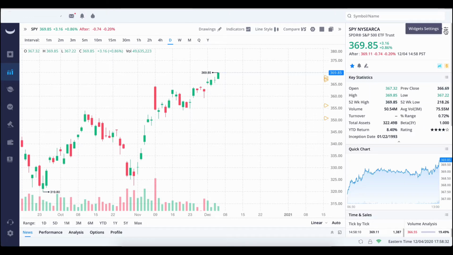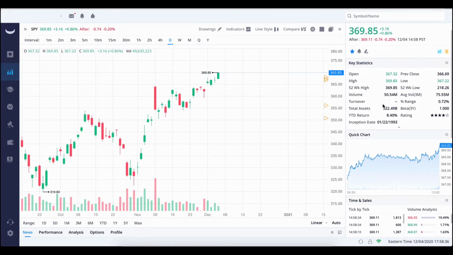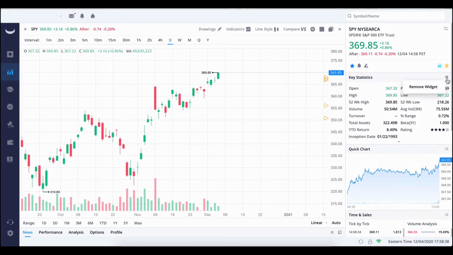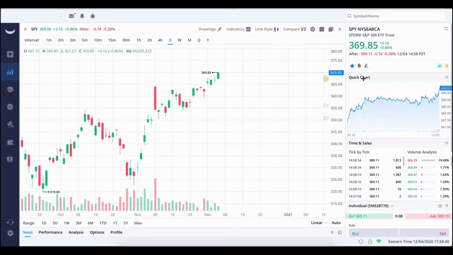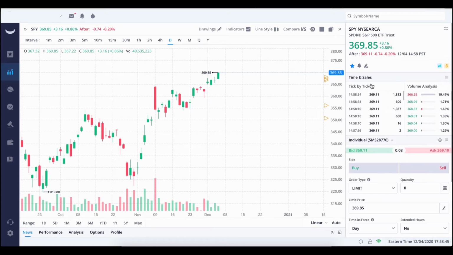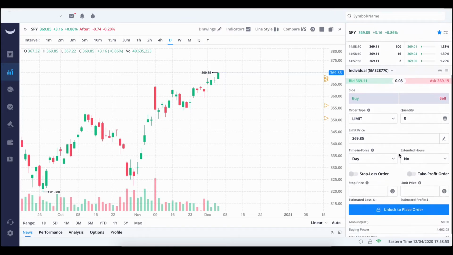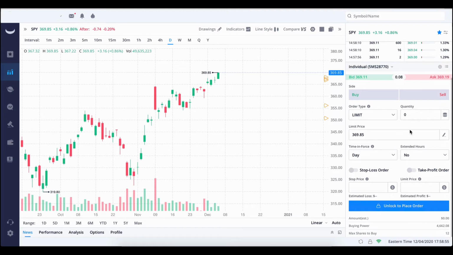And the cool thing about this is we can switch, add more details or remove details. If you don't care about the key statistics of the stock, you can just remove it. Less clutter. I don't really care about the quick chart of the day, I'll remove it. This to me is very important, the times and sales, the tick by tick. So I like to use this. And if you're very much into trading stocks, this is very powerful that Webull allows you to do.